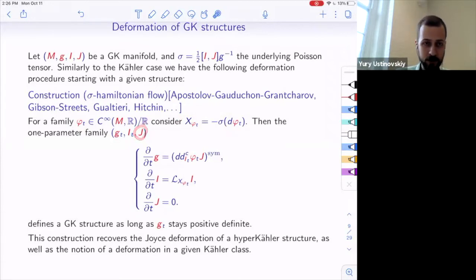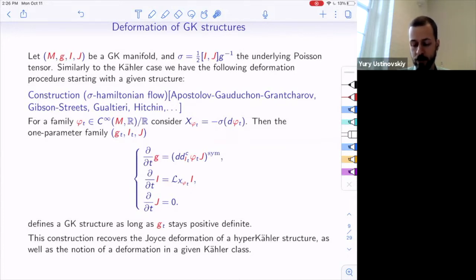The complex structure J will actually be fixed, so J doesn't change in time. I changes just by the flow of the corresponding Hamiltonian diffeomorphism. And the metric G changes by a more complicated expression. But the point is that along this flow, the generalized Kähler condition is preserved, so you get a flow of generalized Kähler structures as long as your metric remains positive.